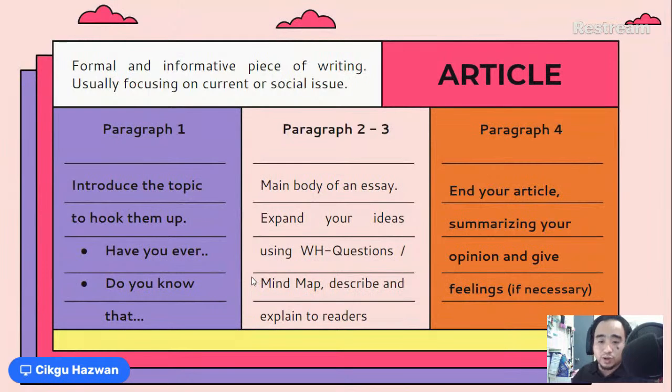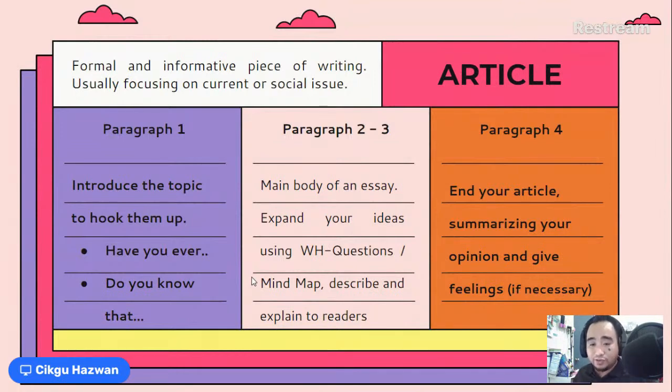Okay, include the one that you have stronger points, stronger elaboration, stronger example. So in paragraph 1 of the article, introduce the topic to hook the readers. For example, you start with, have you ever something something, or do you know that? So try to hook the readers.